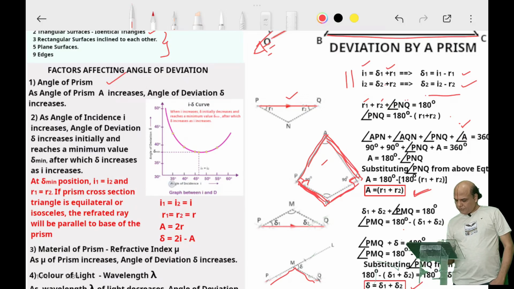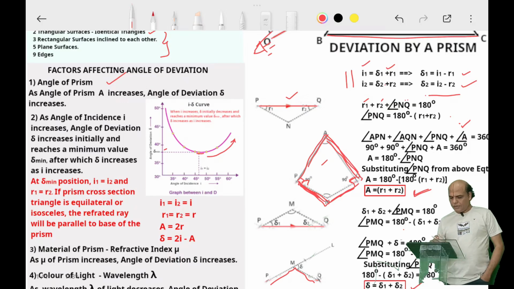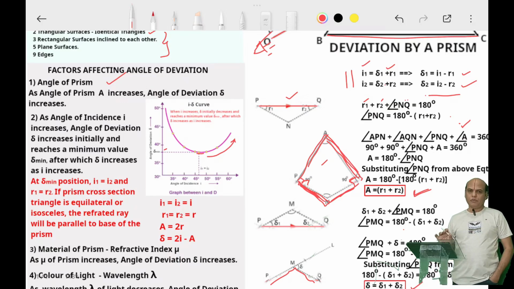As the angle of incidence is increasing, initially the deviation decreases until it reaches a minimum value. This is delta minimum. And after that, when the angle of incidence increases, the angle of deviation will increase. So this specific behavior has to be noted.